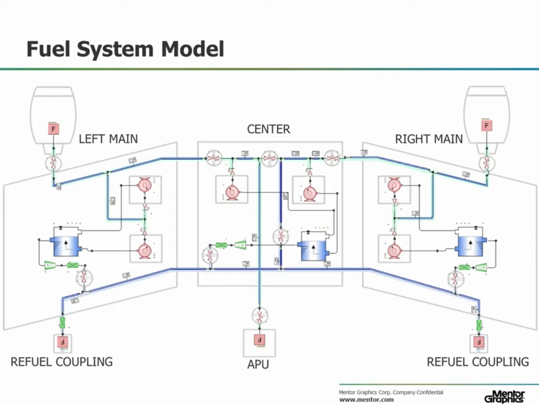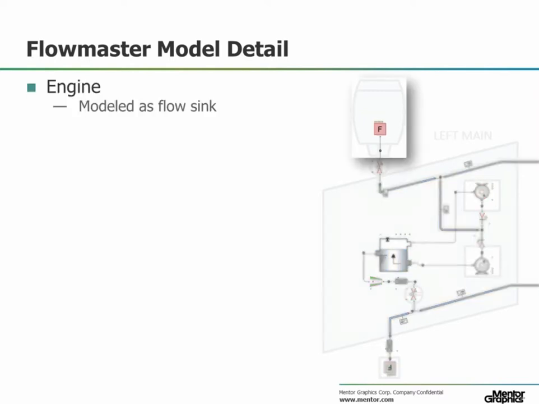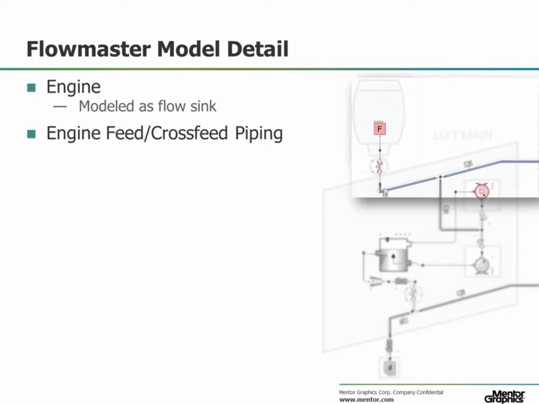Let's zoom in on one side of the aircraft model to take a better look at what these components are and how they function. Looking in close detail on the left side, which is a mirror of the right, you can see how we've built our model out of individual components that stand in for their physical counterparts. The engine is modeled as a flow boundary condition attached to a simple shutoff valve. The cross-feed piping that connects the left to the center to the right-hand side of the aircraft is modeled as a series of basic pipe components.